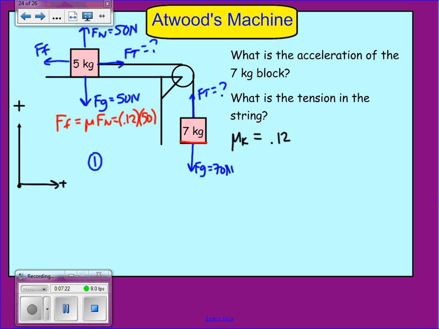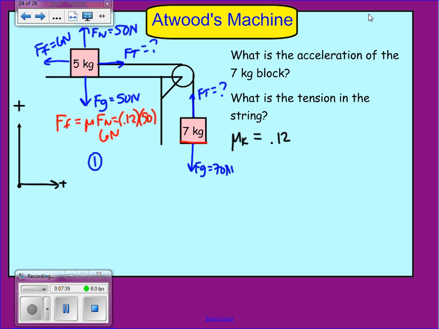It's not on a surface. Okay, so it's just going to come from the 5 kilogram, and so 0.12 times 50 gives us a frictional force of 6 newtons of frictional force. And so I'm going to write that up in my force diagram. Force friction is 6 newtons.